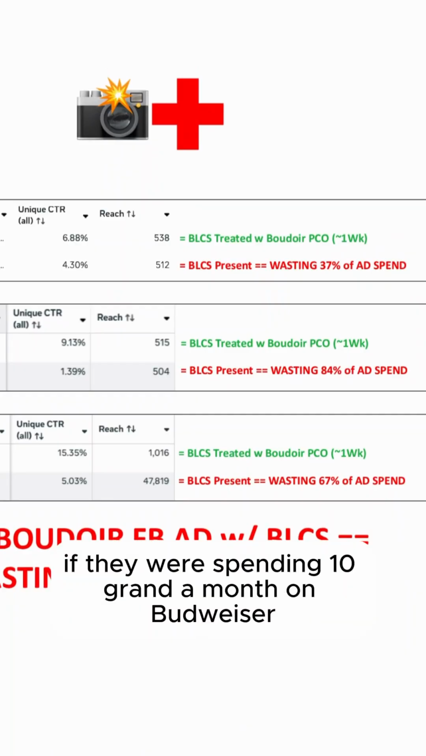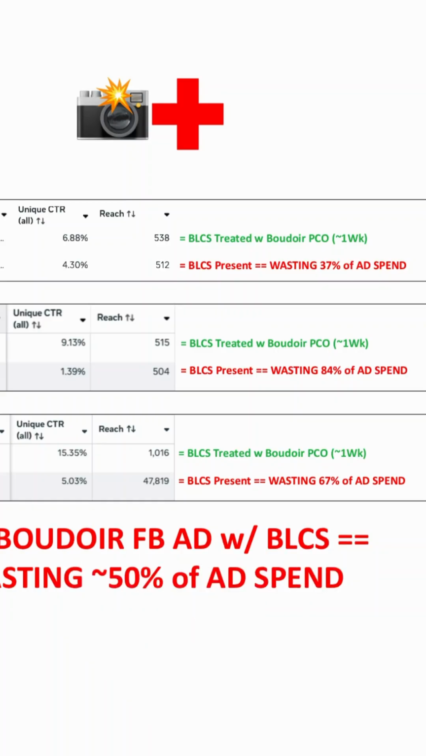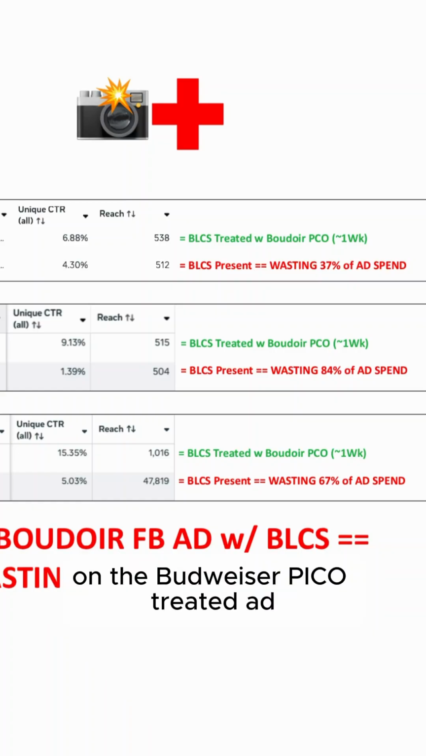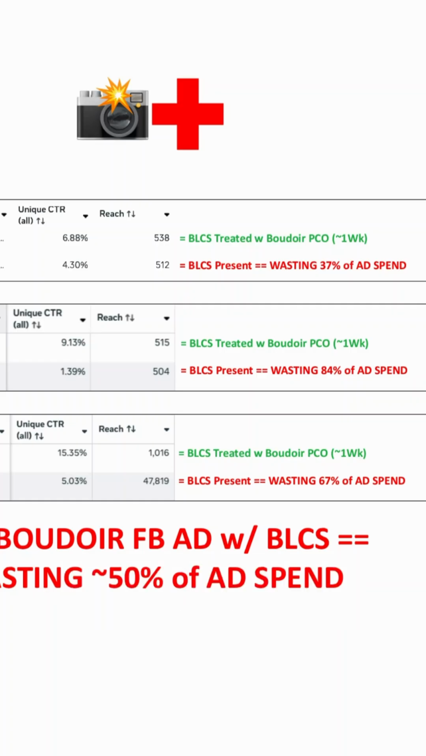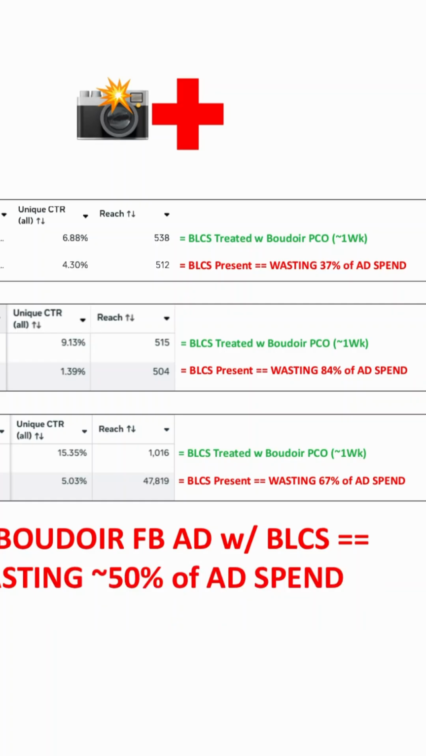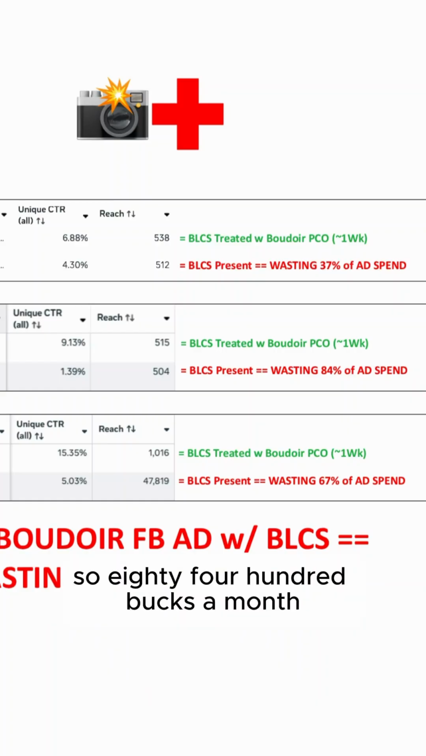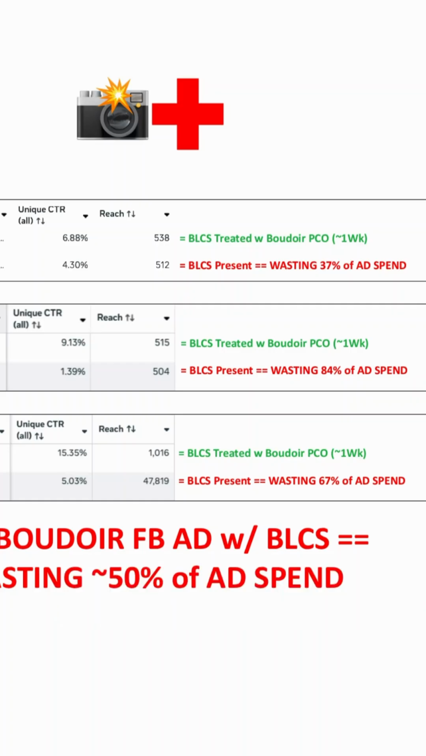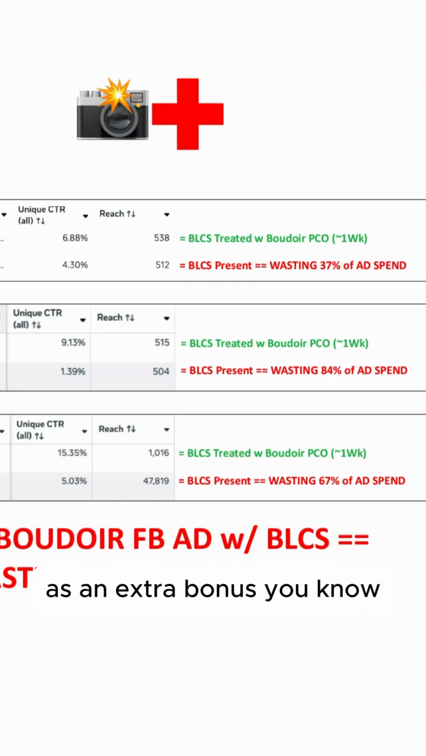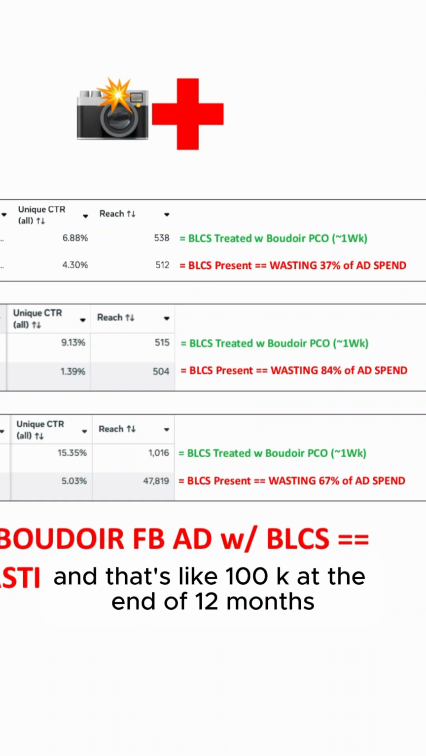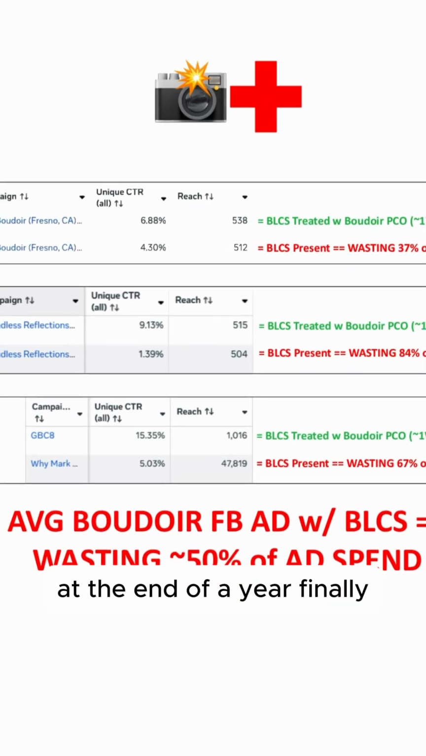So if they were spending 10 grand a month on Boudoir Facebook ads, that means they now only need to spend 1.6 grand a month on the Boudoir Pico treated ad to get into the same number of women's brains. That's the power of Boudoir Pico. So $8,400 a month, they don't even have to spend it anymore. They pocket it as an extra bonus, phantom bonus, because it's not being spent. And that's like 100K at the end of 12 months, at the end of a year.